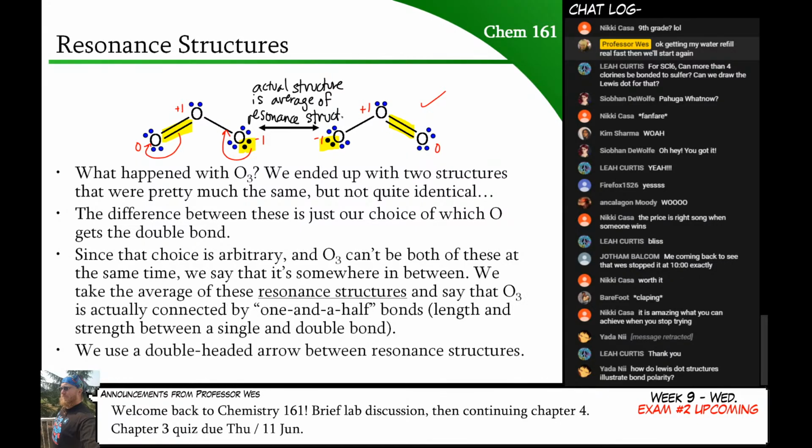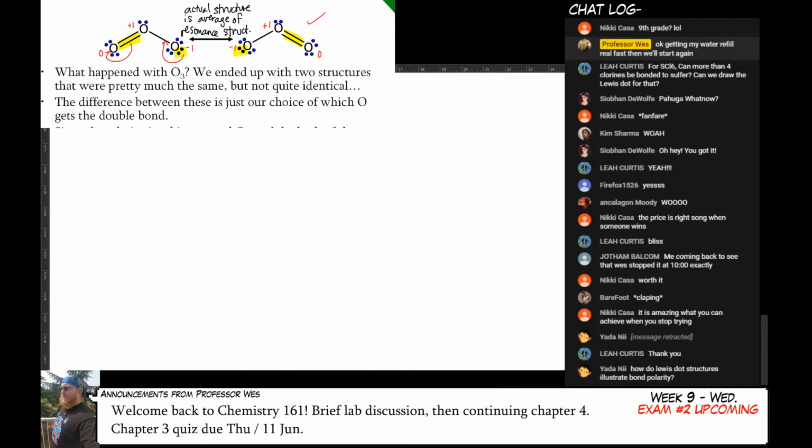And so what that means is that when we look at what the bonds are, the bonds end up being averaged based on what resonance structures we draw. So I'm going to do an example of that in here to show you what I mean.